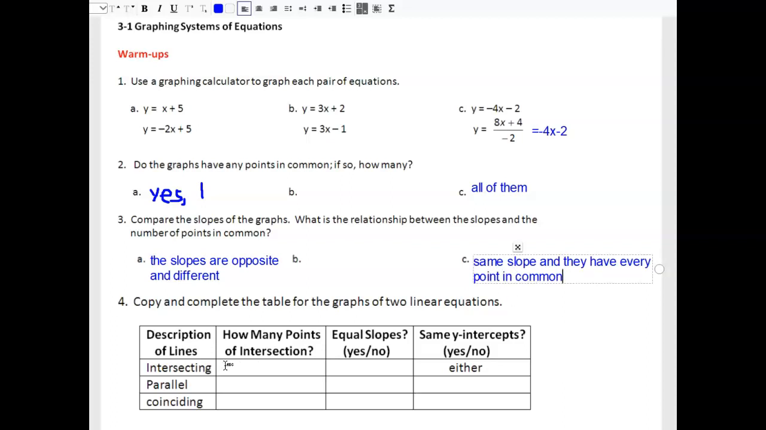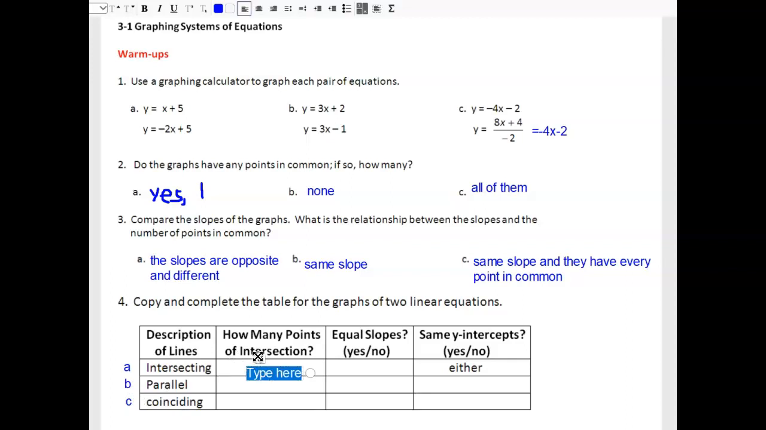So that ultimately leads us to the table down below. It says describe the 3 types of lines, how many points they have in common, and if their slopes are equal or different. So what we're going to do is talk about exactly what we just saw. Example letter A was an example of intersecting lines. Example B was an example of parallel, and example C was an example of coinciding.